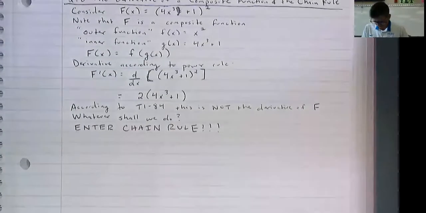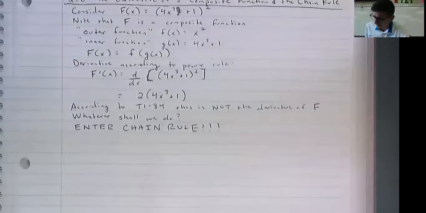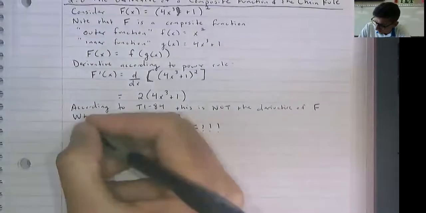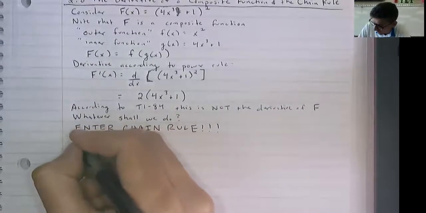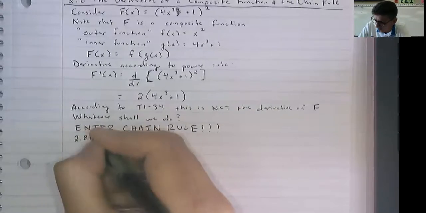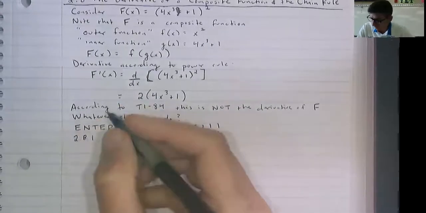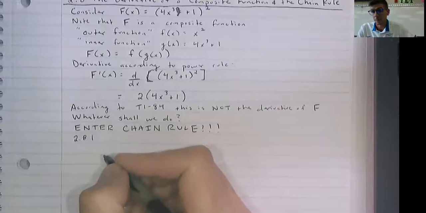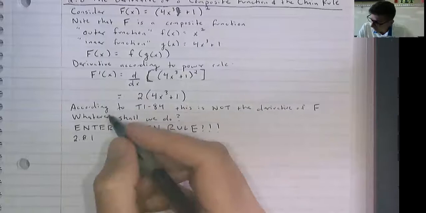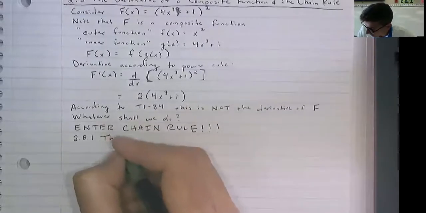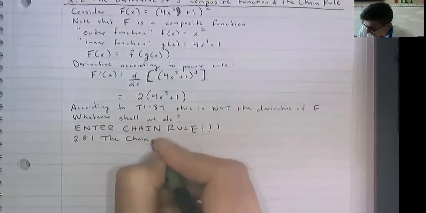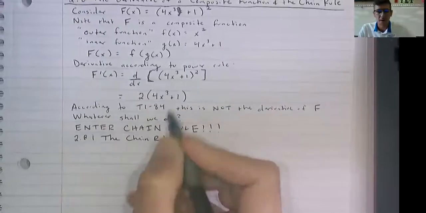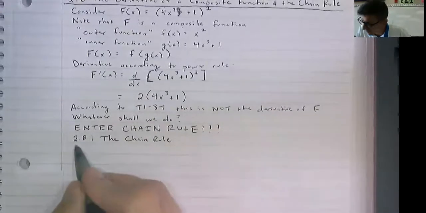Enter chain rule. And the chain rule, according to Mr. Louis Leithold, in definition 2.8.1, I guess it's a theorem. We're not going to prove it because it's a bear to prove. Oh, yeah, it's a bear. The chain rule gives us a way to deal with composite functions and their derivatives.